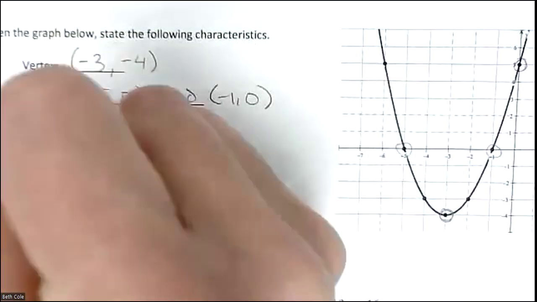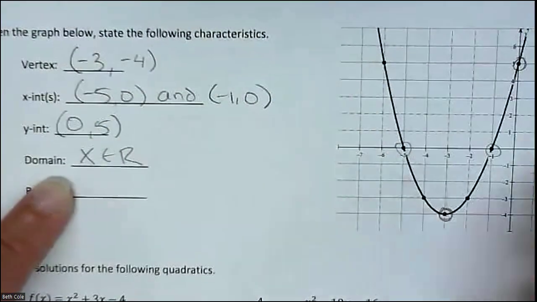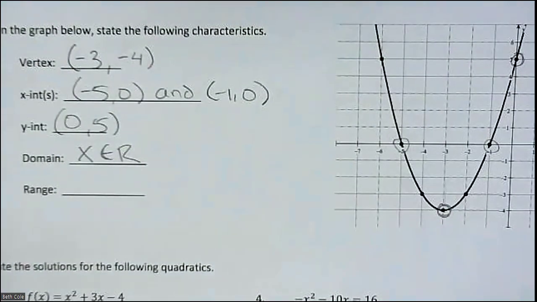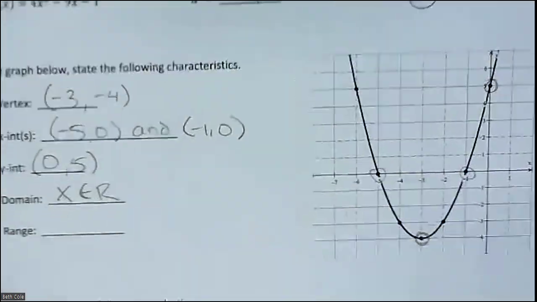Good. Domain is all reals. That will be the answer. This goes left and right forever. Like that's the answer. Yep. Domain is all reals, because this is going to go left and right forever. Like I can't make it be something different.